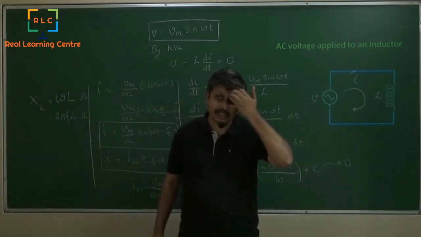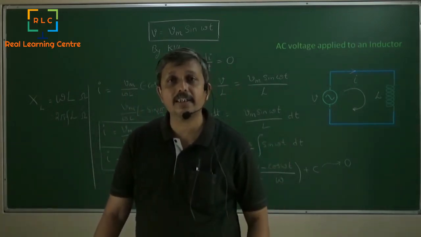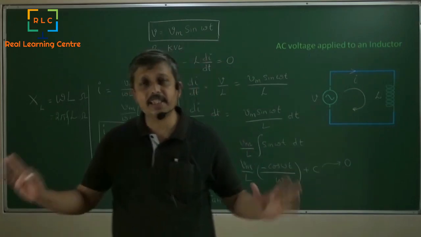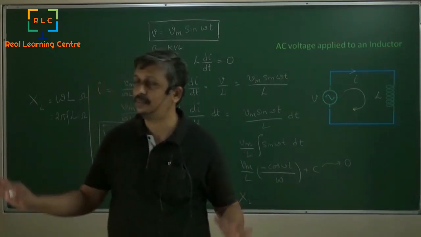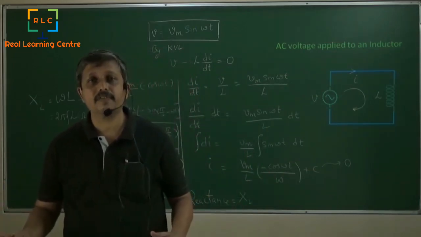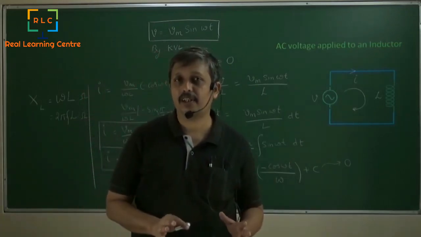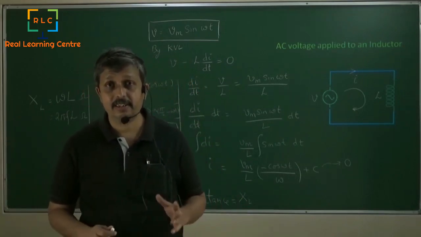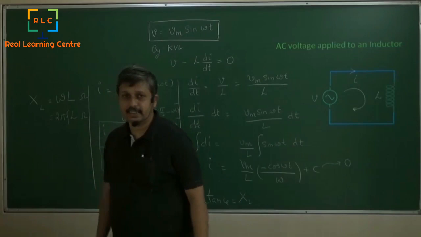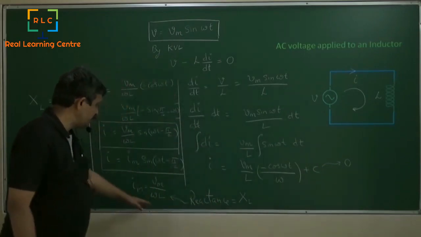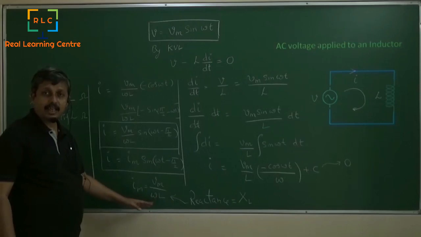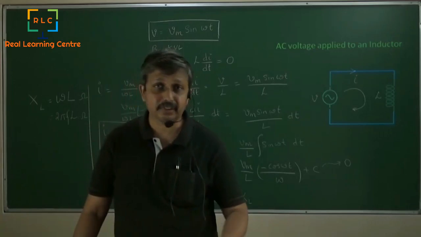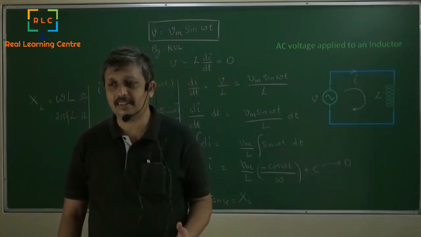So the reactance of an inductor depends on the frequency. Everything else being the same, you have the same 220 volt supply. If you just change the frequency of the circuit, that means the variation of alternating waves, then the reactance changes. If the reactance is higher, then the current is lower because it works like a resistance.